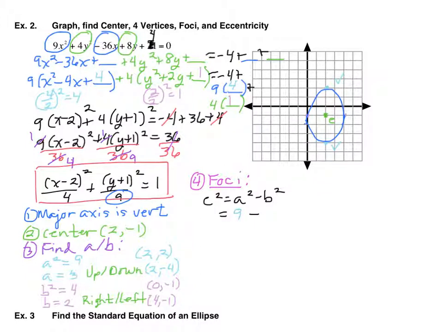And my b squared is 4. That means that c squared is equal to 5. So what is c? The square root of 5. So this one becomes difficult in the sense that we've got to plot the square root of 5 above the center and the square root of 5 below the center. Well, that's a difficult distance to plot.